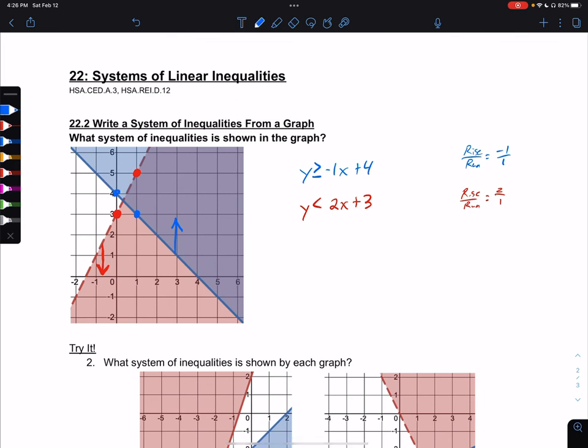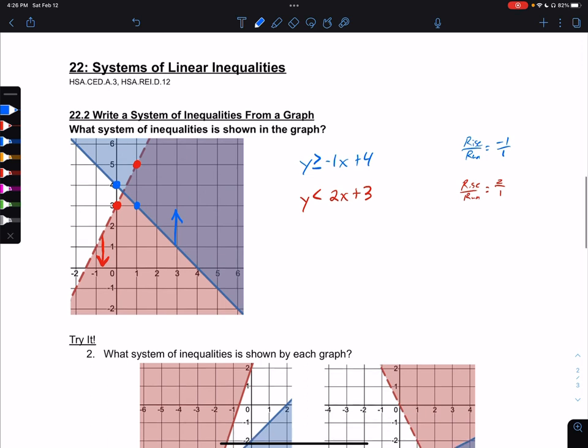Let's just put that point back in there so we have it. And that's pretty much it. So the four things, again, you're looking for: solid or dotted line, so you know if you have the equal bar or not, whether it's shaded above or below, and that'll give you the greater than or less than. Then look for your y-intercept and use your rise and run to find your slope. And that's it.